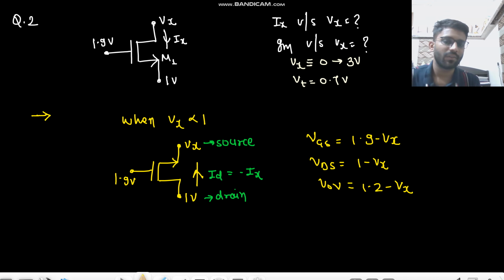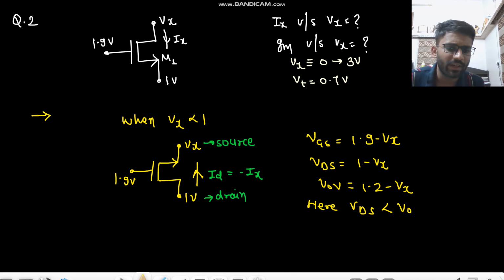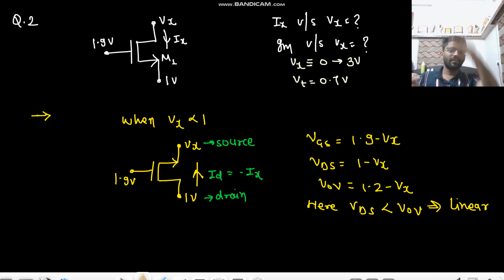So here your VDS is always less than V overdrive. That means it will be in linear region. What did you do? You just made the circuit. You said that this lower one is acting as a source because it is at lower potential, and this one is at higher potential, so this is drain and this is source. The current is from drain to source, ID equals minus Ix.